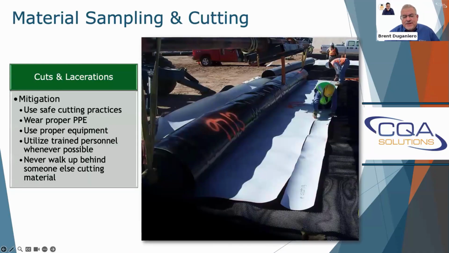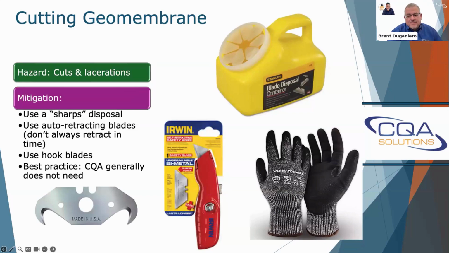So we've got our panel deployed, and now we are starting to cut the geomembrane. The cutting of the geomembrane is going to be occurring throughout, but I figured this would be a good place to talk about it. You want to make sure you're using safe cutting practices. Make sure you're wearing proper PPE and using the right equipment, making sure folks are trained, and never walk up behind somebody who's cutting the geomembrane. The knives have a tendency to slip, and if your arm swings behind you, somebody behind you could be cut. So even if you're not cutting the geomembrane, you want to use caution if you're working around somebody who is.